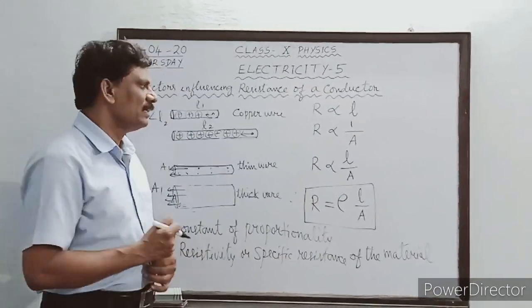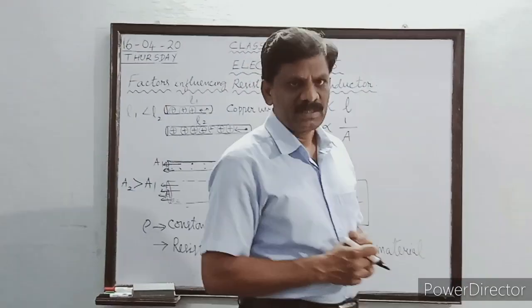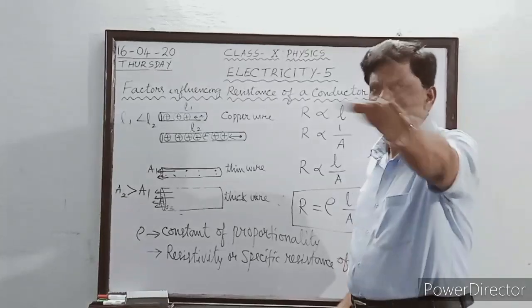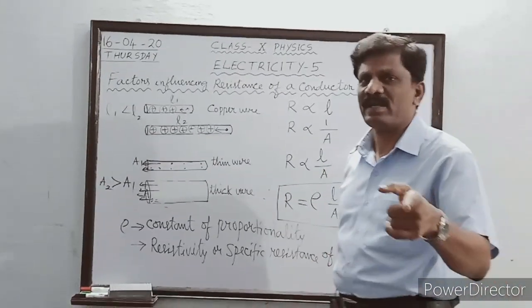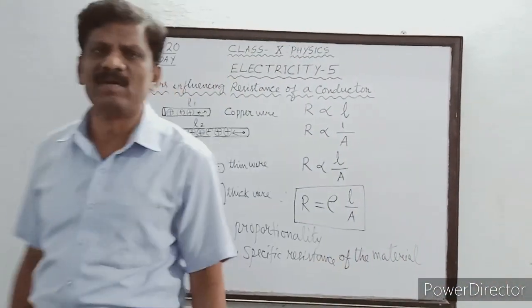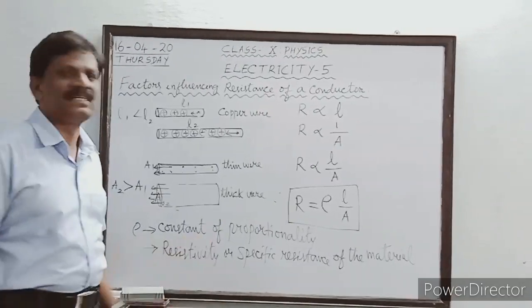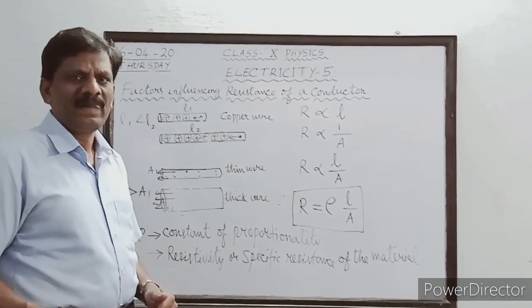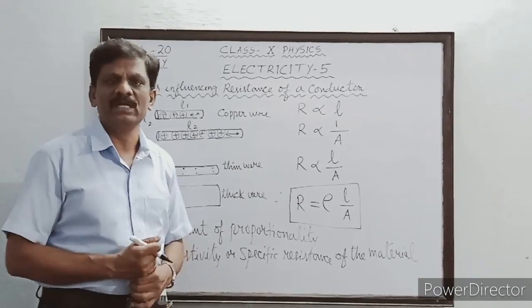For example, the wire is made up of copper. So what is the rho? Rho is the resistivity of copper. If the wire is made up of aluminum, what must rho then be equal to? It is the specific resistance or resistivity of aluminum. Instead of copper, any other material can also be used.